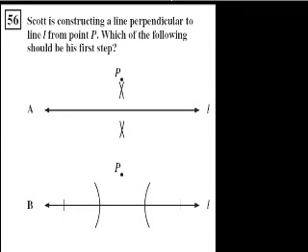We are on problem 56. Scott is constructing a line perpendicular to line L from point P. Fair enough. Which of the following should be his first step? So he wants to draw a line that looks something like this. He wants to draw it going straight up through the point P.